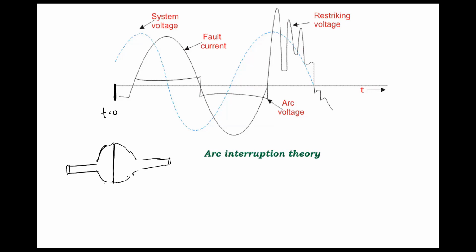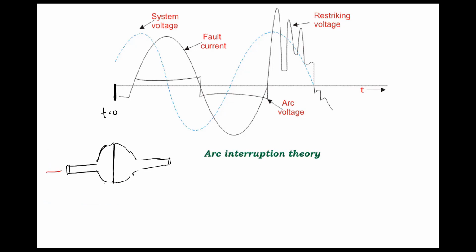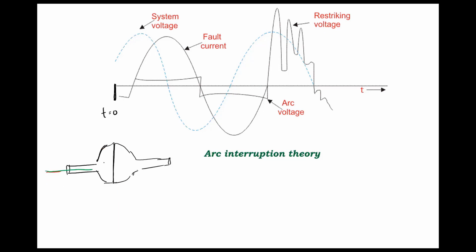So before the fault, both the circuit breakers are closed, and what is the current flowing through them? The current flowing through them is the normal full load current. Normal current is flowing at t equal to 0 minus. The voltage across the circuit breaker is 0, and the current through the circuit breaker is equal to the normal full load current.